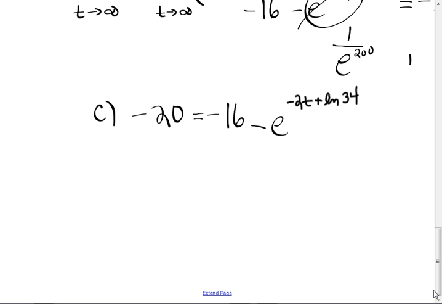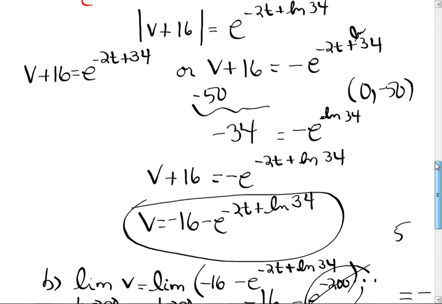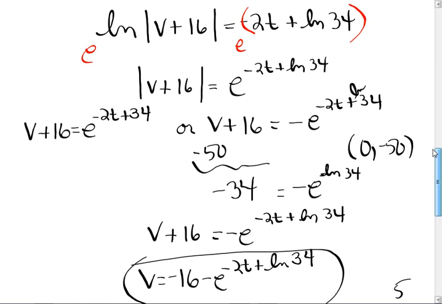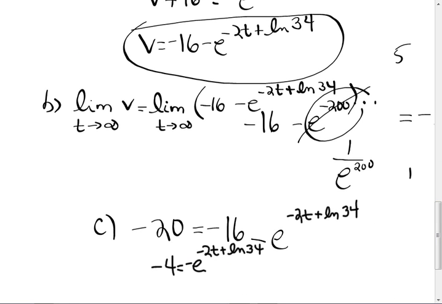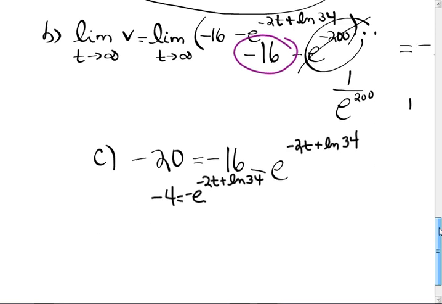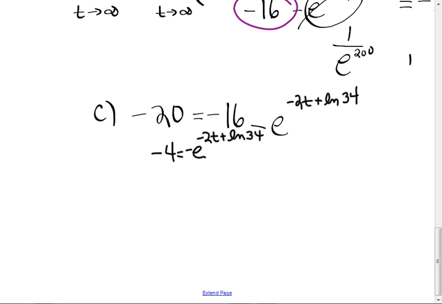Okay, let's solve this. No, you had to say negative 20 because that's the velocity. There's no absolute value in that equation. So I'm going to add 16 to both sides. So I'm going to get negative 4 equals negative e. Negative 16, where is it? Oh, there it is. I don't like the negatives because they'll go away. So 4 equals e to the negative 2t plus the log of 34.